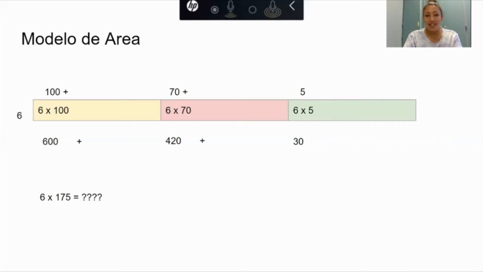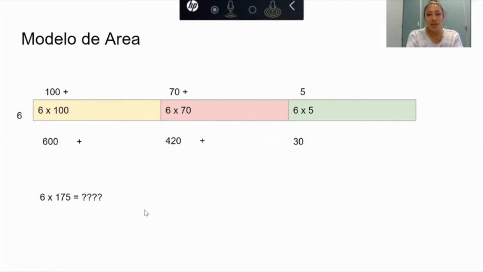Adentro de las cajas tengo cómo se miraría el problema de multiplicación de estos dos números. Por ejemplo, en mi valor posicional de centenas, tengo 6 multiplicado por 100 y mi respuesta aquí abajo. Luego tengo 6 multiplicado por 70 y mi respuesta aquí abajo también. Y 6 multiplicado por 5, mi respuesta aquí abajo también. Luego quiero sumar mis respuestas de aquí abajo para encontrar un producto total. Eso va a ser el producto del problema de multiplicación de 6 multiplicado por 175.